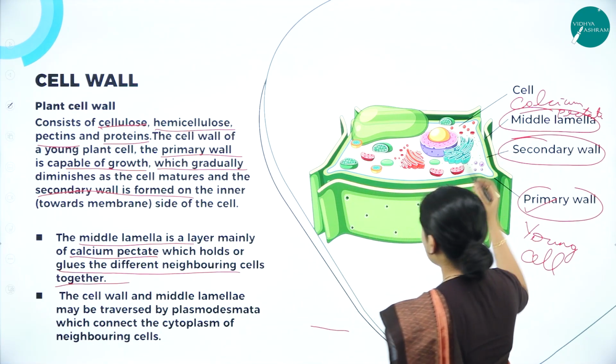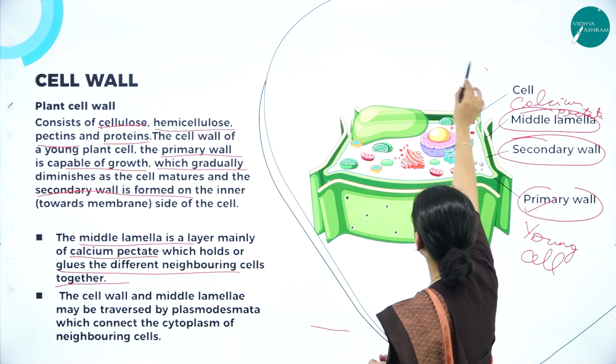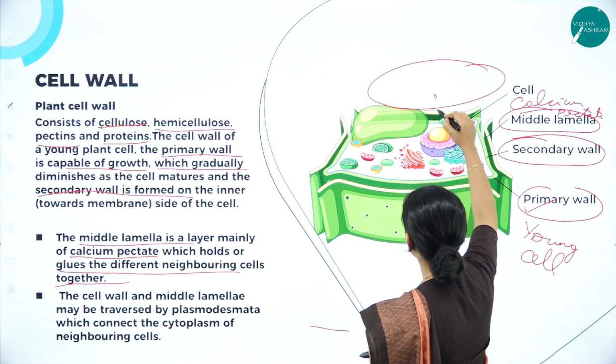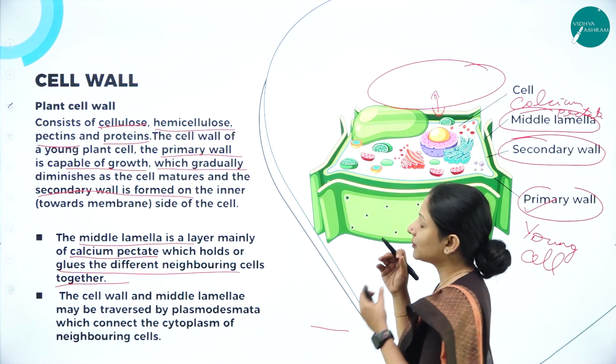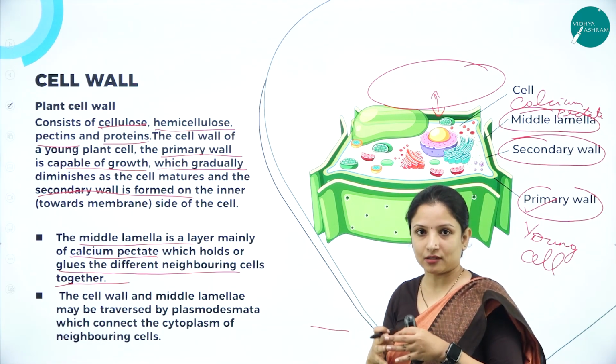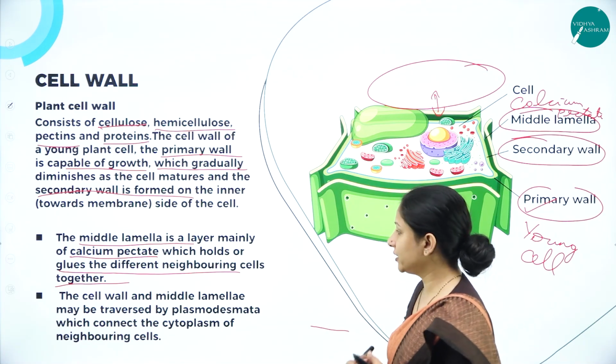So this middle lamella, what does it contain? It contains calcium pectate. So whatever cells are there in the neighborhood, they have to be almost close to each other. There should be some glue, right? So the main function of the calcium pectate is to glue all the cells together, to hold the neighboring cells together.